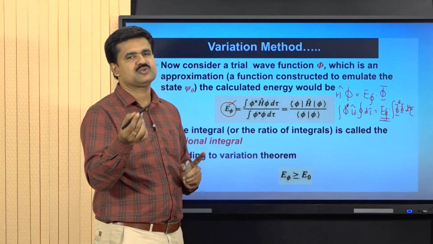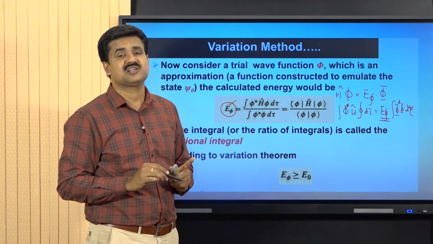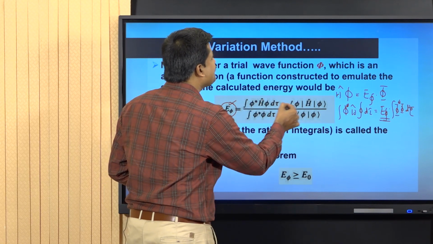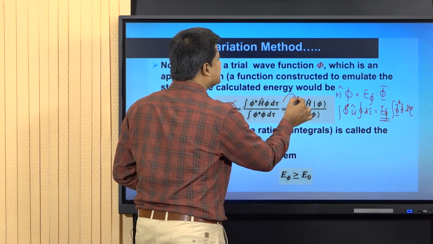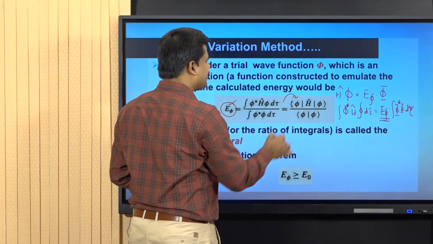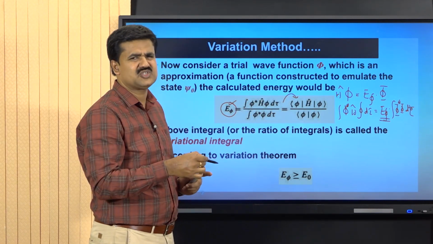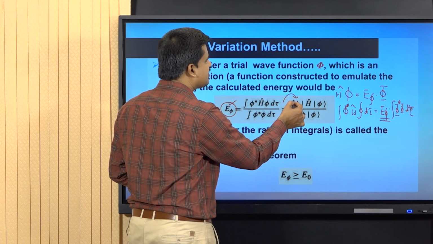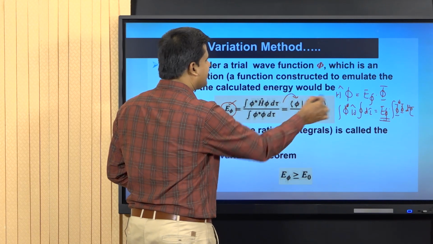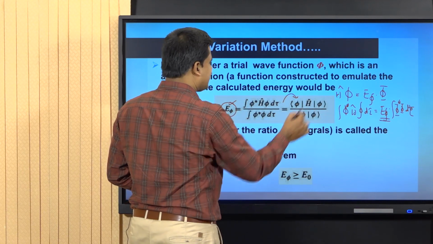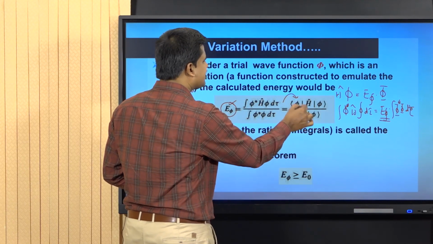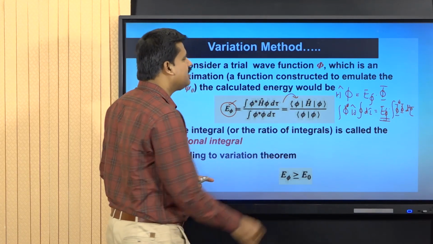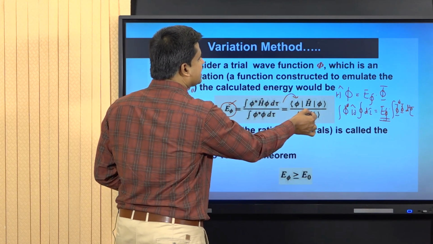And here I wish to say something about the bra and ket representation. The term represented in the numerator can be simplified by this kind of representation. This is a bra and ket representation. Here we need not put a complex conjugate, the integral sign, and so on. The phi star part is marked as the bra, with the ket being Hamiltonian phi. The d tau is not necessary here. So, this part can be represented like this. In the denominator there is no Hamiltonian operator, so I am simply representing it with a vertical line. So, this integral can also be represented like this.